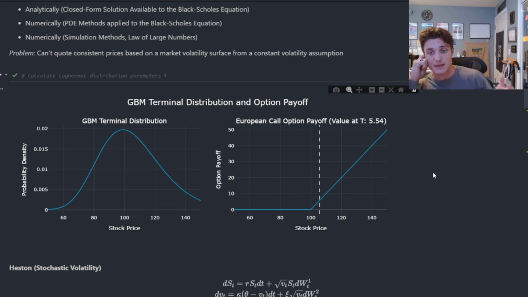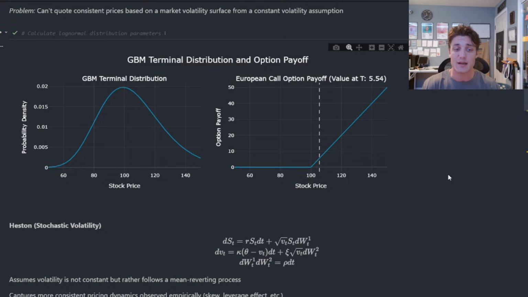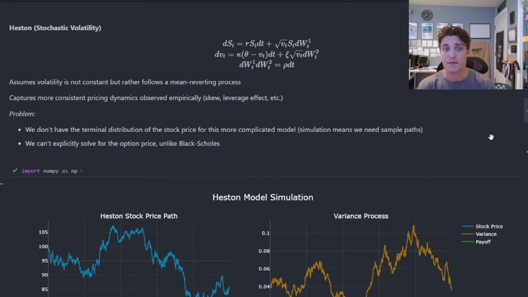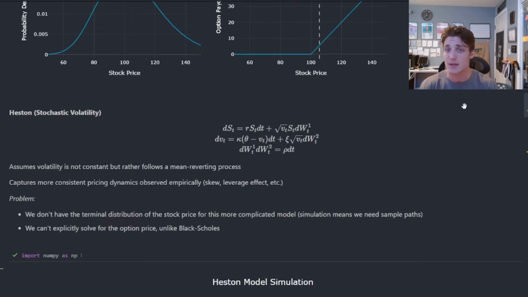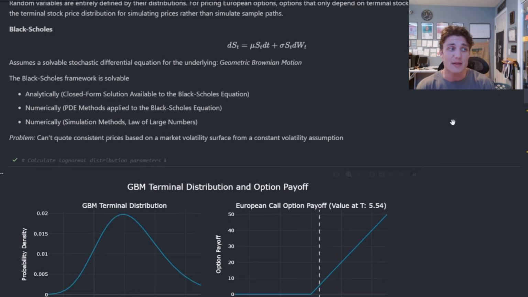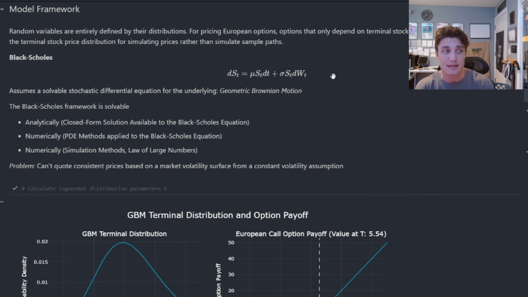It doesn't quote consistent prices. If we use a Black-Scholes model, we're going to exhibit arbitrage. So we need a different model. And I've alluded to this idea of a Heston stochastic volatility model. And what a Heston stochastic volatility model is going to do is it's going to assume very similar stock price dynamics as the Black-Scholes model.